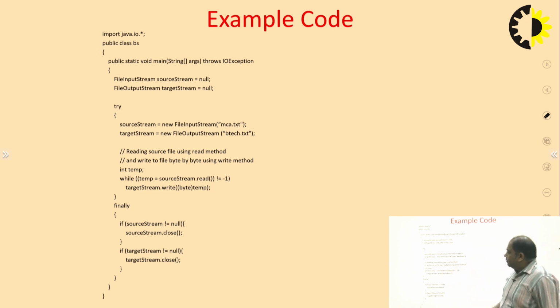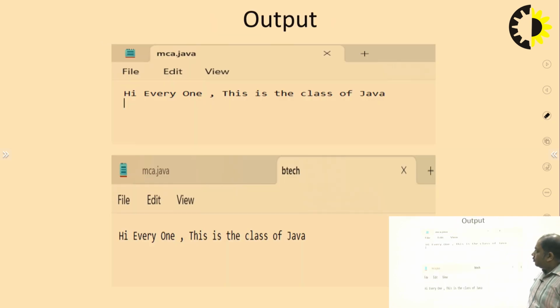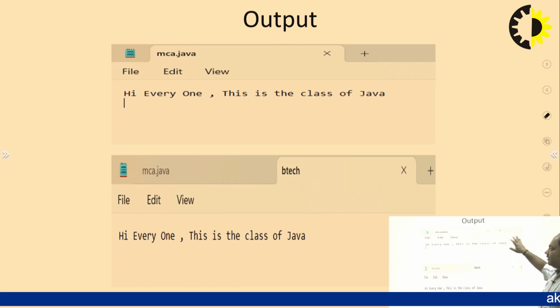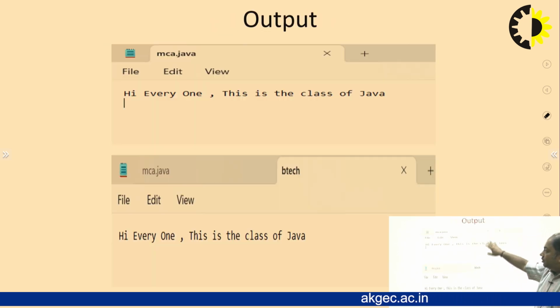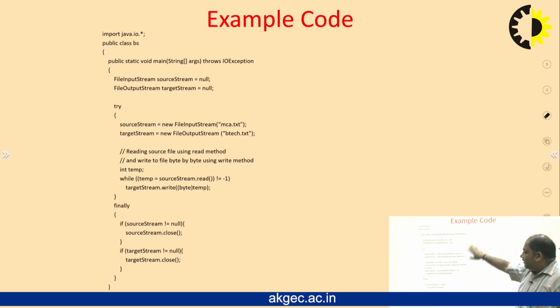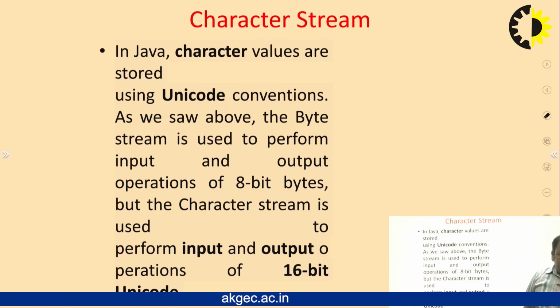So it is the output. In mca.java, I have written this is the class of Java. So it is the output which we have taken into a file and we write into a file. So from this file, it is copied to another file which is btech.txt.